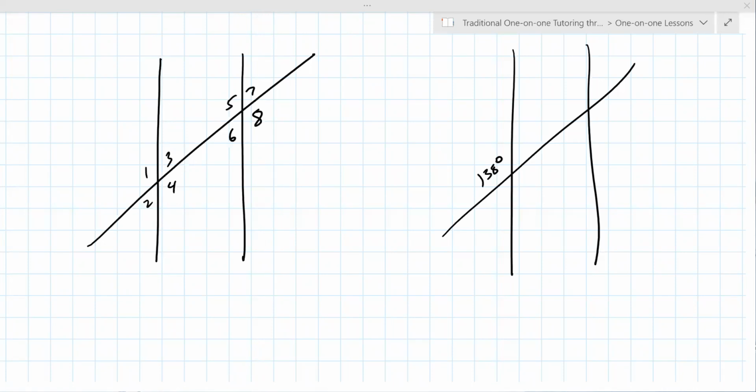So here are two parallel lines cut by a transversal. Here are the same two parallel lines cut by the same transversal. I'm going to label these A, B, C, D, E, F, G, H, and I'm going to tell you that angle A is 60 degrees. But I want you to find all the other angles for me by any means that you think you need to do that.